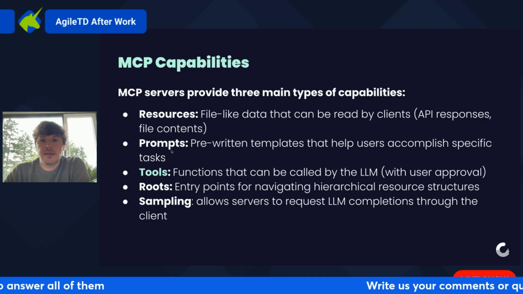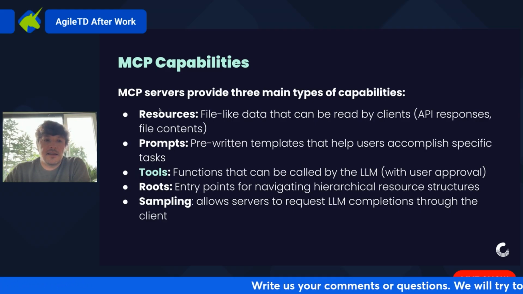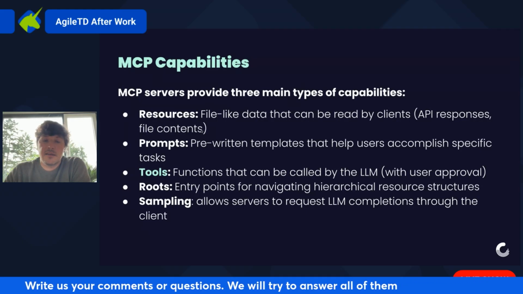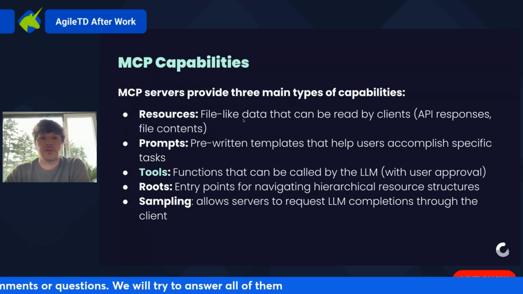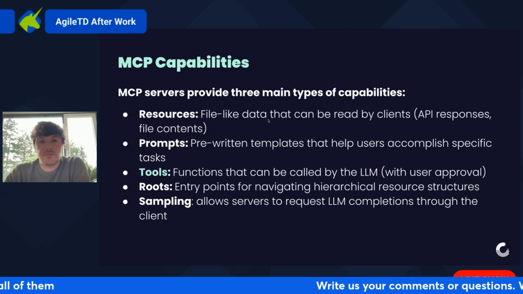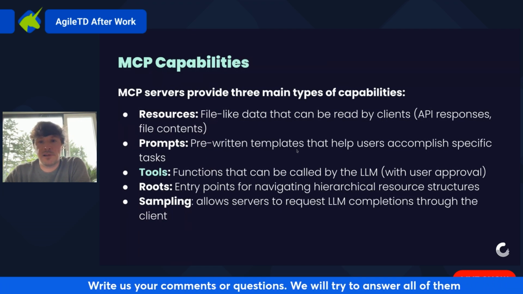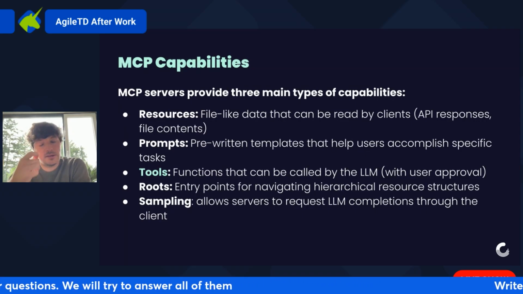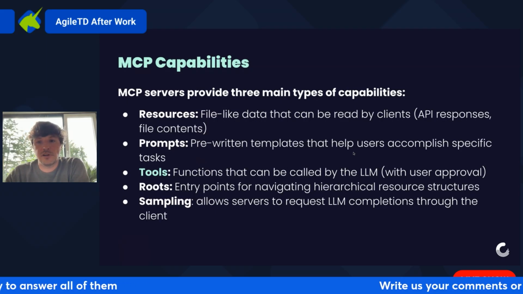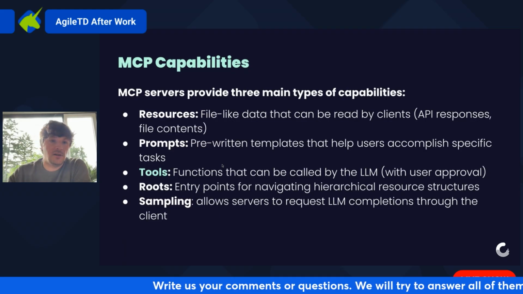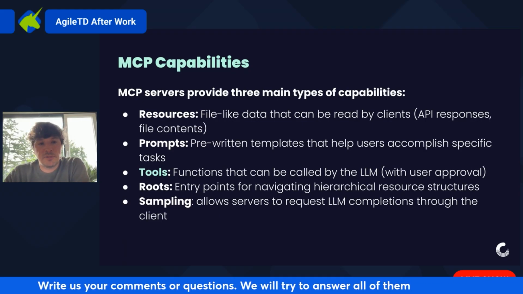You can also give a list of data that can be read. So, for example, having access to the files on your EC2 instance or S3 bucket. You can also have pre-written templates that, similar to autocomplete in Google search, can help users accomplish tasks and basically autocomplete the prompt.